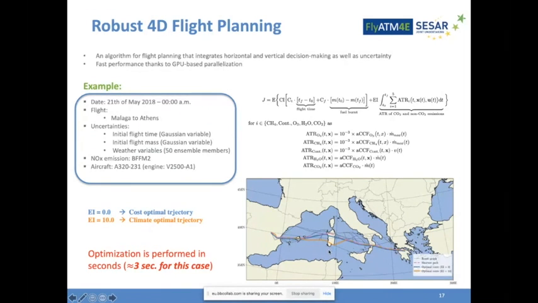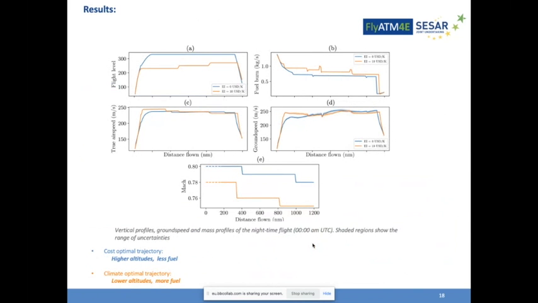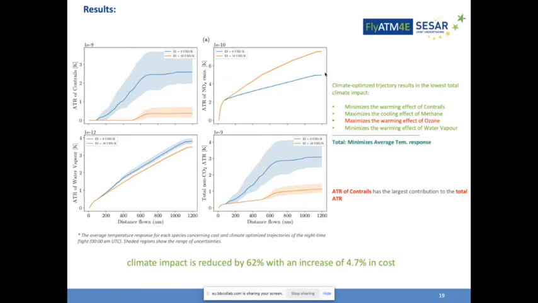Here's the obtained lateral path. We can see that the climate optimal trajectory chooses a different path from the cost optimal and shortest path. But to analyze the results in more detail, let's consider this vertical profile, fuel burn, and speeds. We can see that the climate optimal trajectory tends to fly at lower altitudes, but as expected, uses more fuel than the cost optimal trajectory. But the most important part I want to go through is the climate impact.